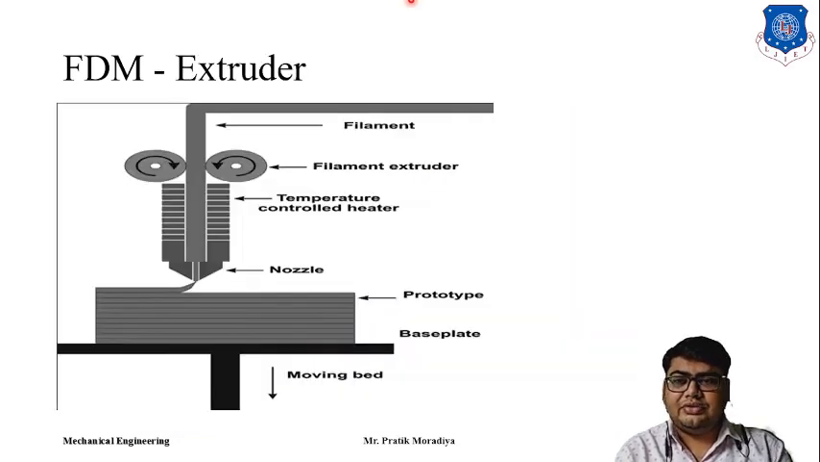Now, how does FDM work? This is the schematic arrangement of FDM, where the filament will be fed into the extruder. This entire arrangement is the extruder. Then there will be a temperature heater. The temperature here will be controlled at around 220 degrees Celsius. Most of the time it will be from 180 to 220 or 250 degrees Celsius. And the melted part will come out from the nozzle.